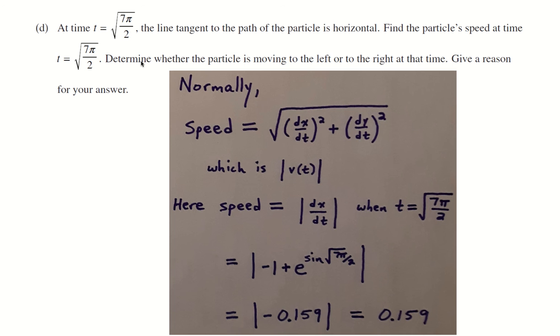And then I guess it also says determine whether the particle is moving to the left or to the right at that time, give a reason. Well, the speed's positive, but here it looks like the velocity was negative for x. And so that means it was moving to the left.